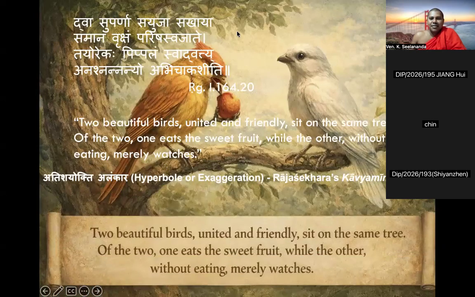Thank you, Venerable. This is another verse taken from the Rig Veda, first mandala, 164th Sukta and 20th verse. I saw the English letters of this verse.